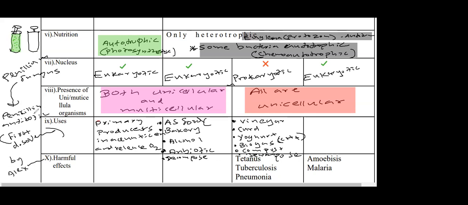So harmful effects of algae, I told you what the harmful effects are. Excessive growth of algae can cause water pollution. There's a single term for that, eutrophication. Excessive growth causes water pollution.